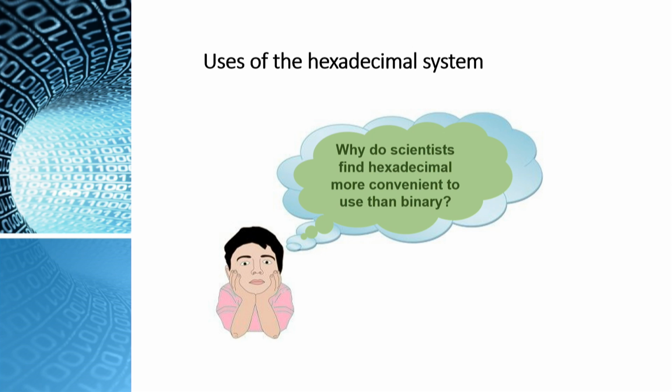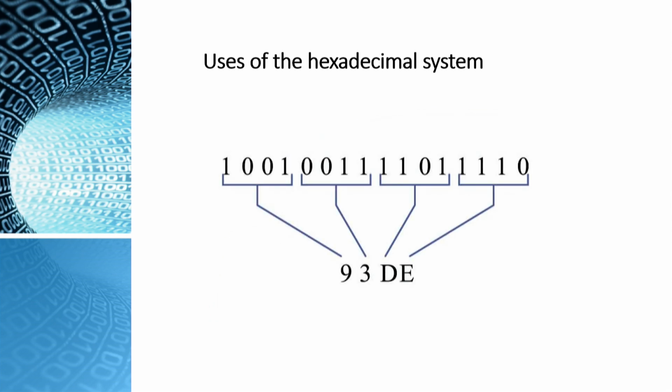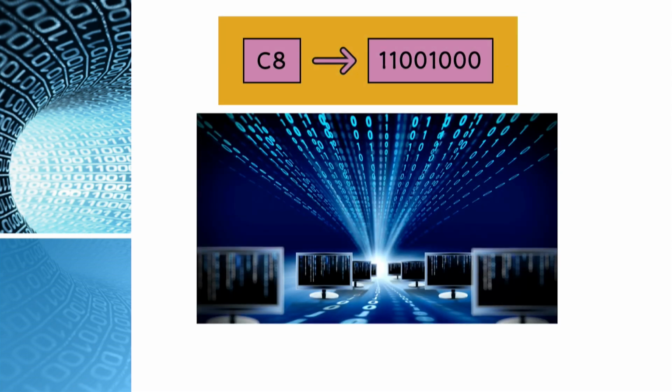A computer can only work with binary data. Then, why do scientists find hexadecimal more convenient to use than binary? It is because one hex digit represents 4 binary digits. A complex binary number such as 1001 0011 1101 1110 can be written as 93DE. The hex number is far easier for humans to remember, copy, and work with. Hexadecimal is translated into binary for computer use.